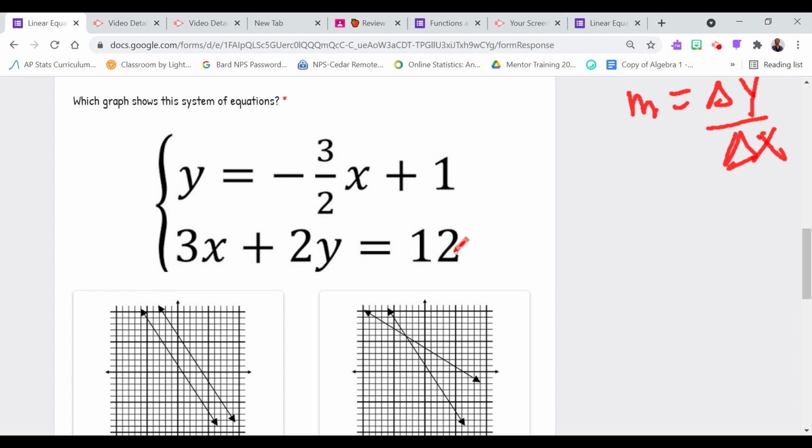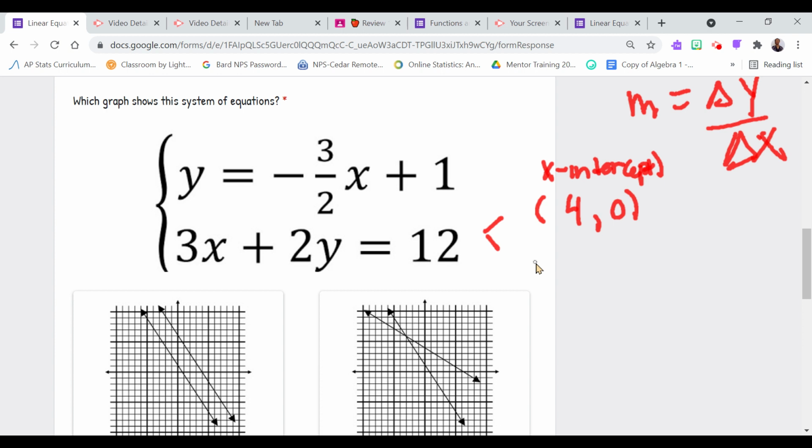This is in standard form, and the cool thing about standard form is it gives you your x and y intercepts. My x-intercept is where it intersects the x-axis. I apologize for the horrible writing. It intersects the x-axis, so I know my y is going to be 0 everywhere on the x-axis. But it's always your constant divided by what's in front of x. So 12 divided by 3 is 4. So I know it intersects the x-axis at 4.